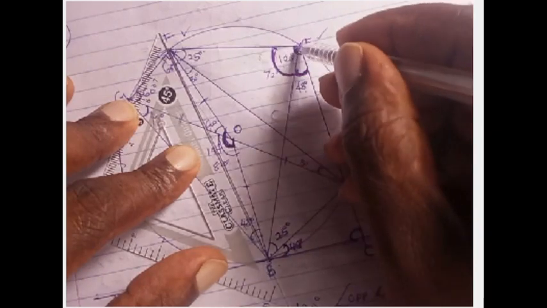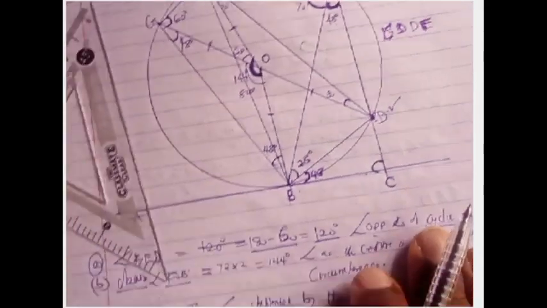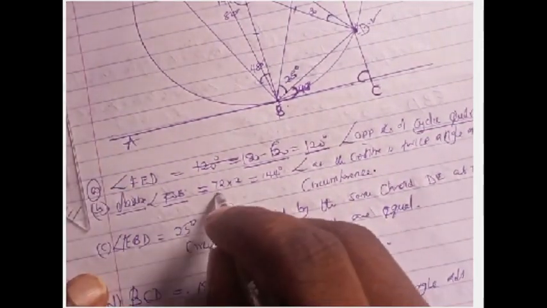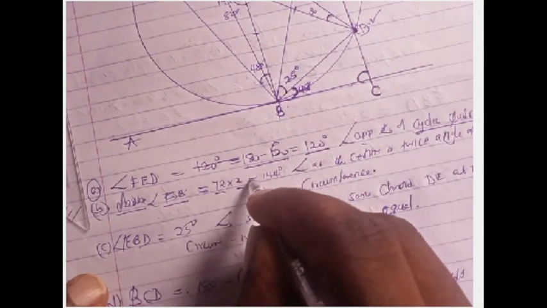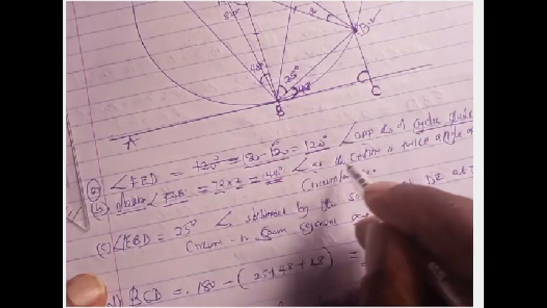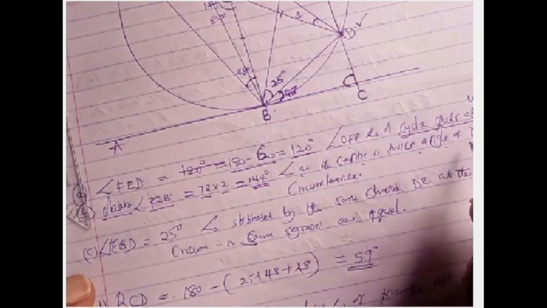With angle 72 at the circumference, the angle at the center will be twice. So the angle at the center, which is obtuse angle FOB, will be 72 times 2, which gives us 144 degrees. Reason being, angle at the center is twice the angle subtended by the same chord at the circumference.